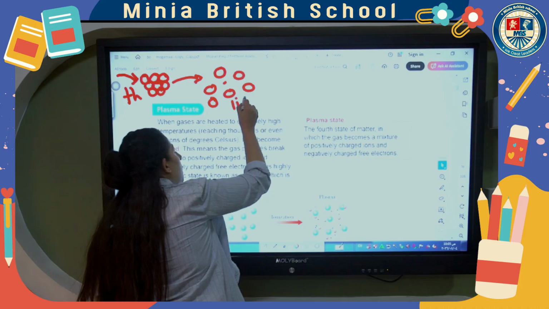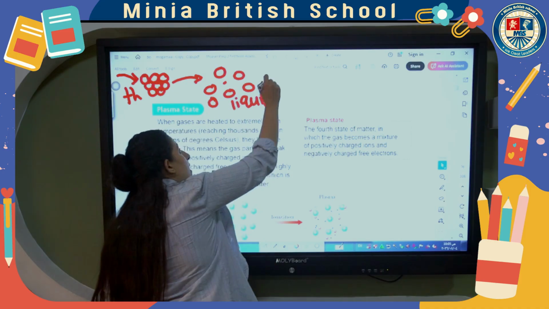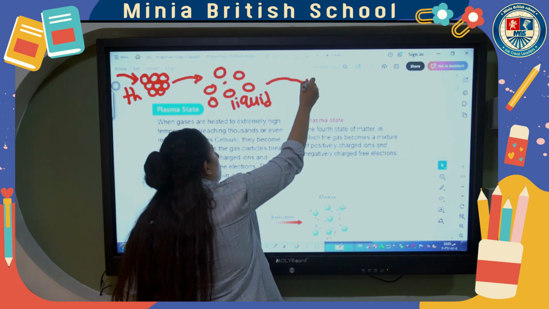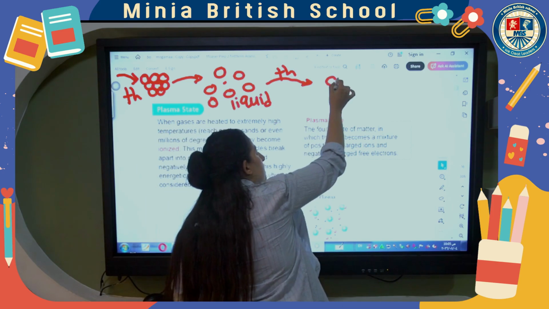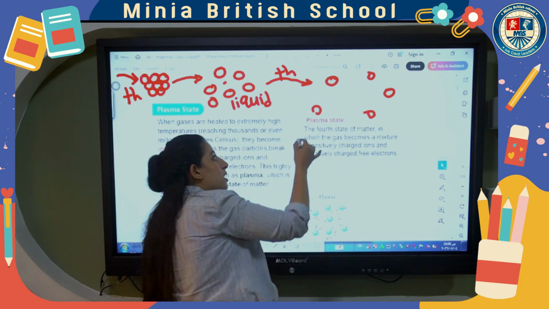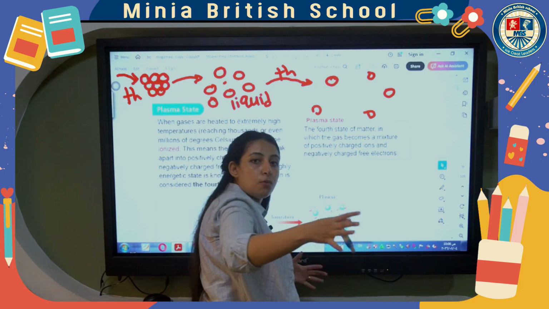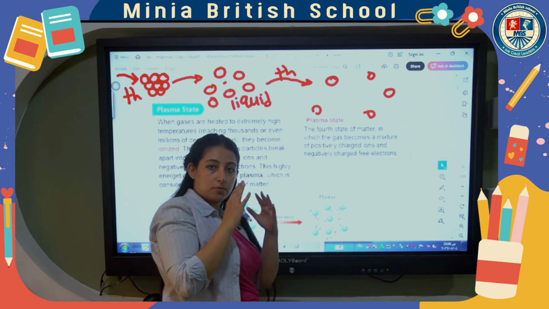When this is called what? Liquid state. This is called liquid state. When liquid matter gains more thermal energy, what happens? It changes into the gaseous state. The interparticle spaces become larger and larger, and the attraction force between its particles decreases, right?